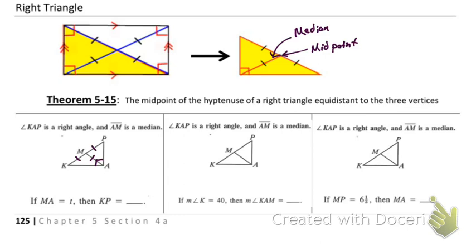Once again, if MA equals T, what is the length of KP? Yeah, it's 2T.